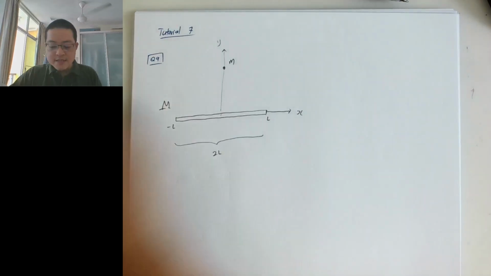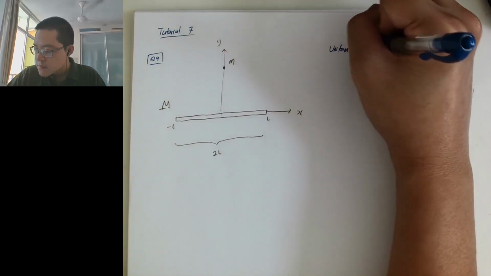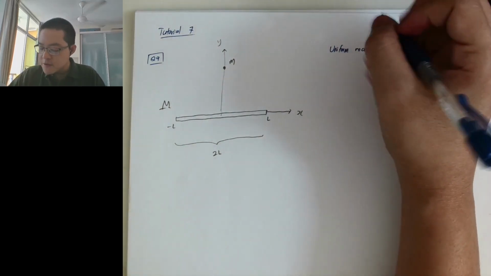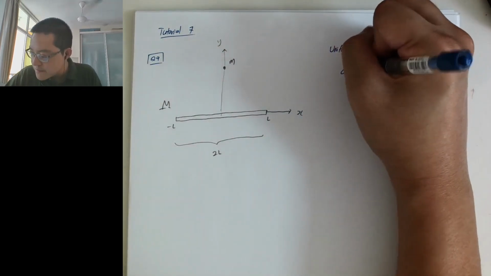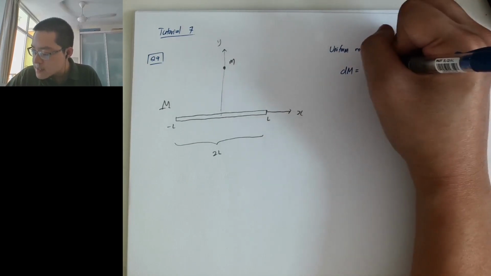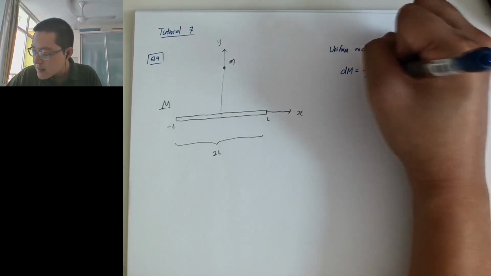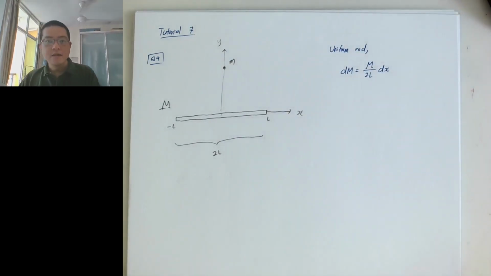Okay, so since this is a uniform rod, because we have done this many times, I believe you are okay that dm is just the total mass over the total length times dx. Okay, so how do you find the force?